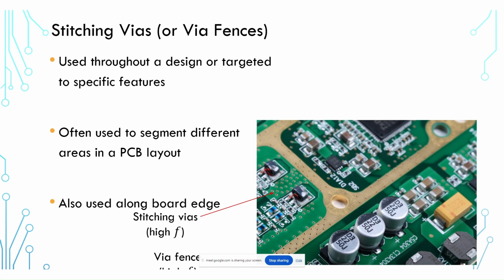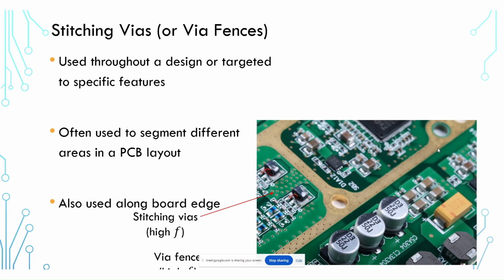Next, I brought up stitching vias in several instances. Now, in mixed signal boards, one of the typical use cases that's cited for stitching vias is to act as a shielding mechanism. And this is sometimes called a via fence. This is sometimes used to segment different areas in a PCB layout, such that you have a very clear demarcation between two regions of the board. For example, your digital part of your board and your analog part of your board.